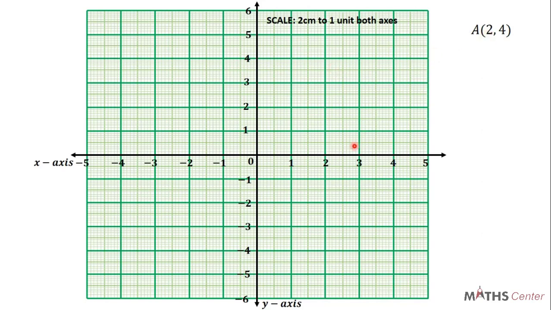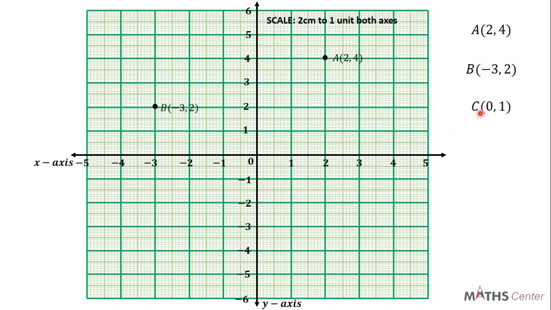So here on the x-axis we have 2, and on the y-axis we have 4. So you look for 2 on the x-axis and 4 on the y-axis. You will see that they will meet at this point. So point A has the coordinates 2, 4. Let's try another one. Point B with coordinates -3, 2. So you look for -3 on the x-axis and 2 on the y-axis. So we have -3, 2 here. So that will be point B.